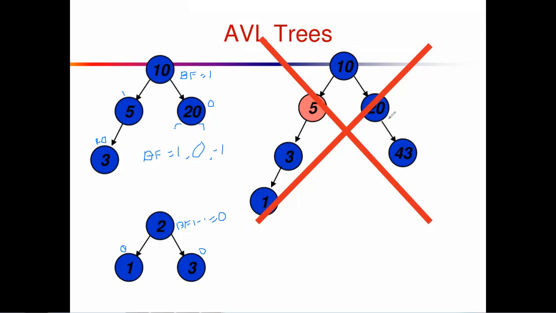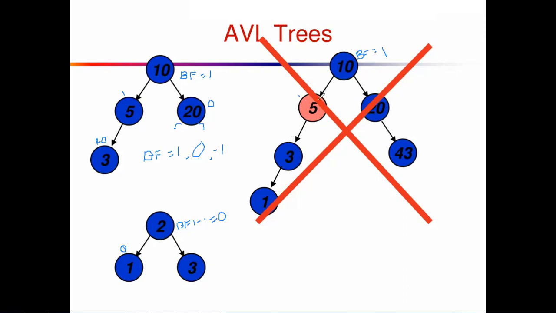And why is this one crossed out? Because if we check the balance factor of this tree, let's say for the node 10, the balance factor will be the height of the left subtree minus the height of the right subtree. Just check here: the elements are 1, 2, 3, so 3 minus 2, which is 1. Okay, now it's balanced.